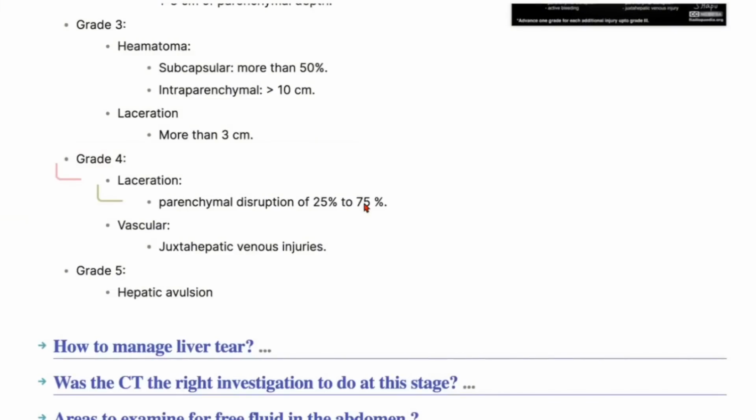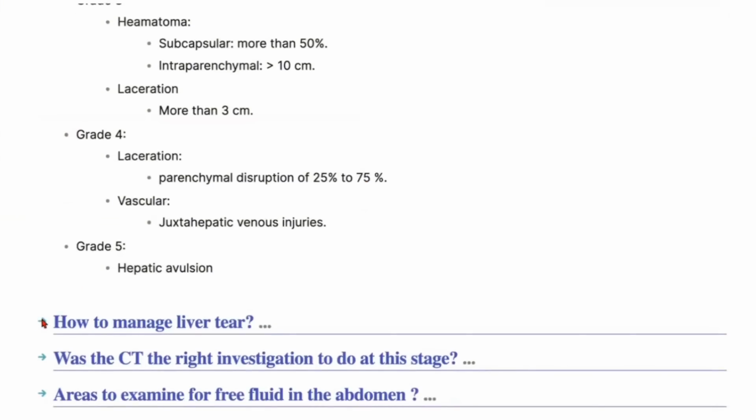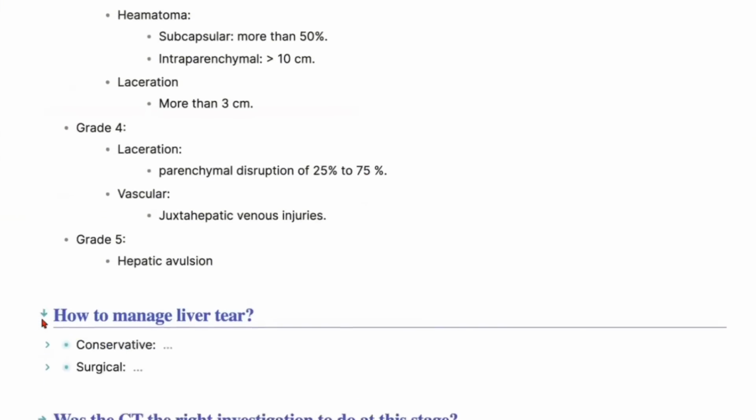So we can do perihepatic packing. We can either do repair of the liver, or in certain instances, in severe cases, so grade 5 and above, we can do resection.